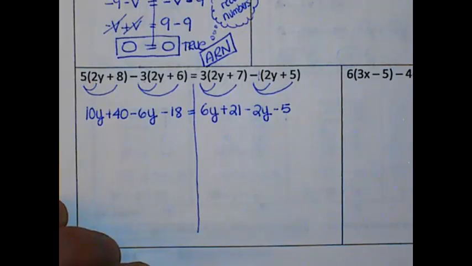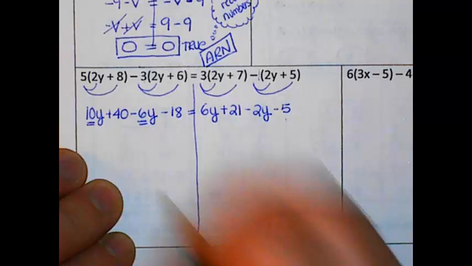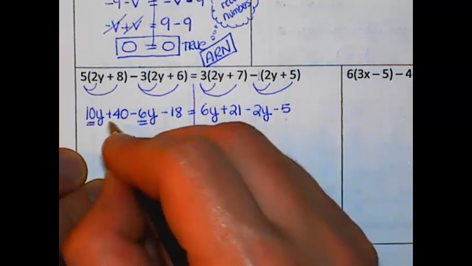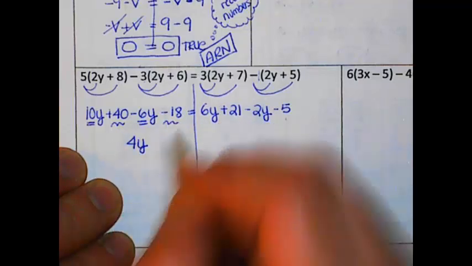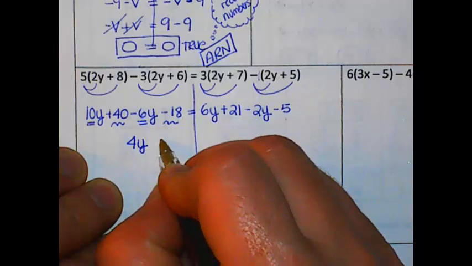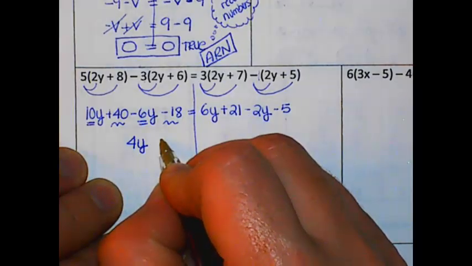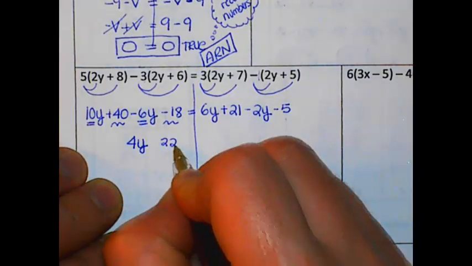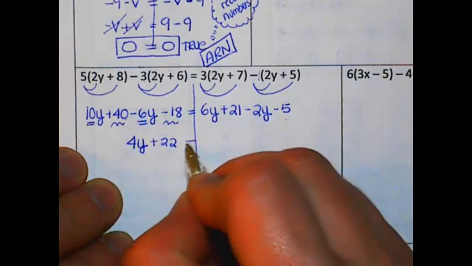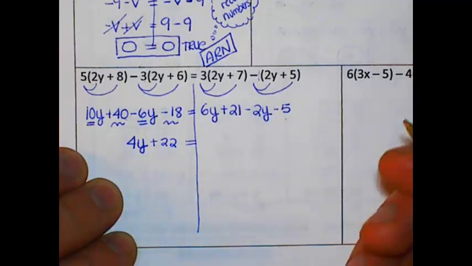Next step is combine like terms. So on this side, what can I combine? 10y and 6y. So when I combine that, I'll get 4y. Then I have 40 minus 18. Signs are different, so I will subtract. And 40 minus 18 is 22. And it will be positive because 40 is bigger than 18. So sign of the biggest digit.